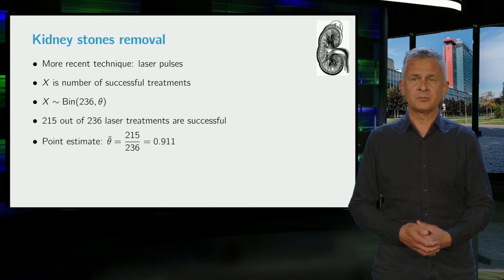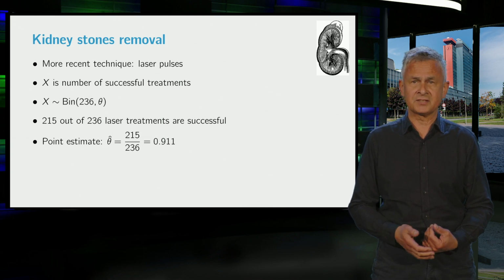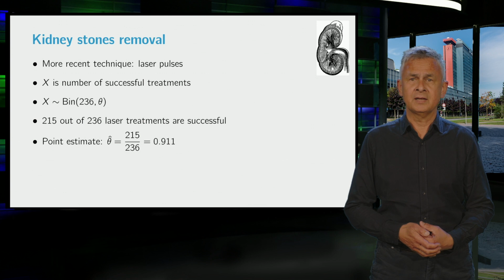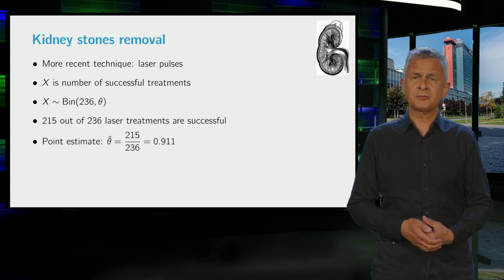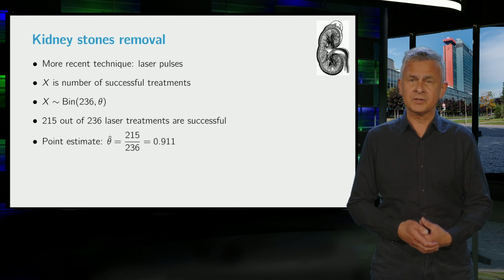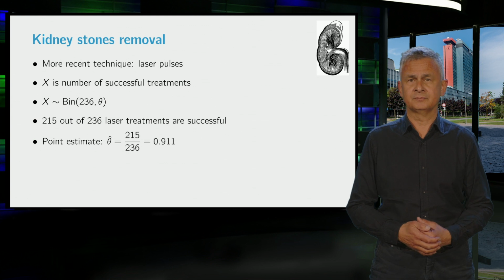In the example of week 3, a dataset was discussed concerning 236 treatments. In this example, x has a binomial distribution with parameters n equal to 236 and theta, where theta denotes the probability of a successful laser treatment. In the example, 215 out of 236 laser treatments were successful, which leads to estimate 0.911 for theta.